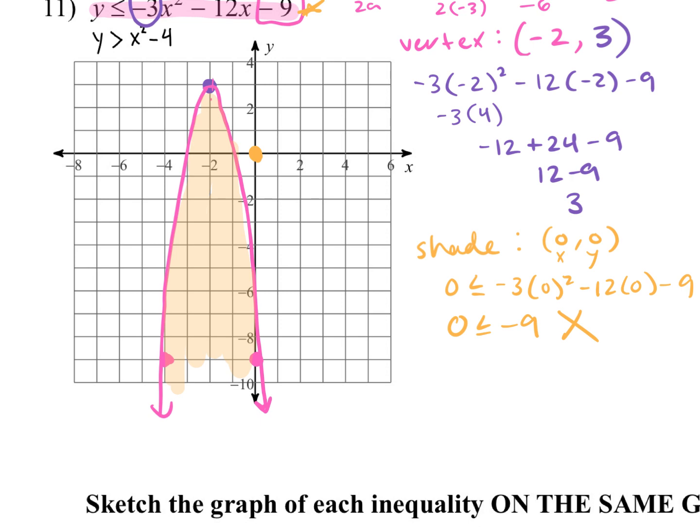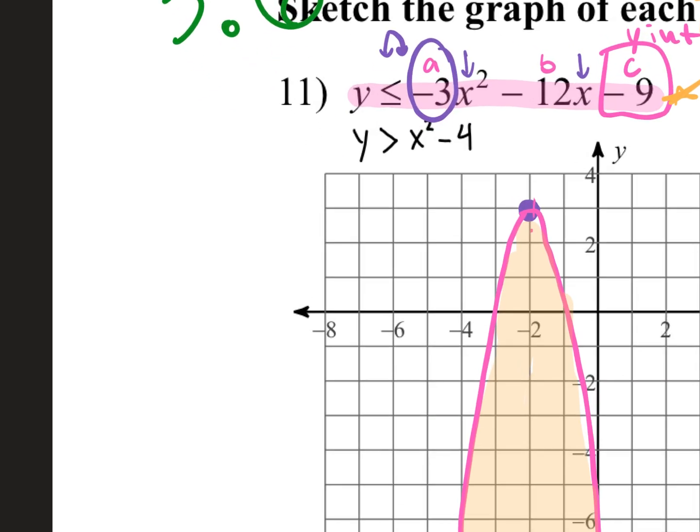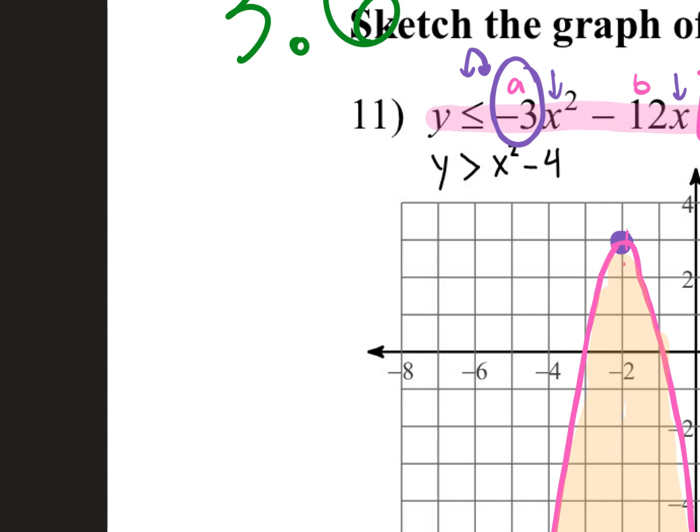So it's just like graphing before, you just need to know if it is a solid or dotted parabola, and you have to shade. Don't forget to shade the inequalities. We still have one more inequality to put on this graph. So let's do the next equation here. So we have y is greater than x squared minus 4.